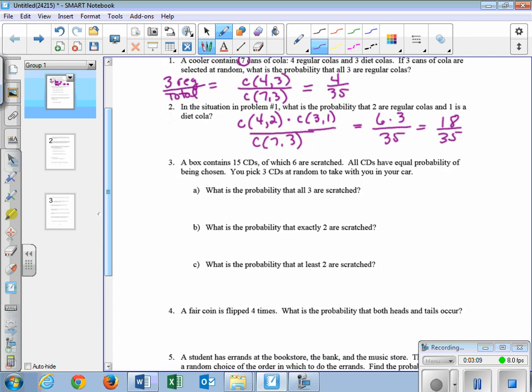Number 3, a box contains 15 CDs, of which 6 are scratched. All CDs have equal probability of being chosen. You pick 3 CDs at random to take with you to the car. What's the probability that all 3 are scratched? Well, first of all, how many total CDs do I have? Let's figure out our total sample space. Well, that would be in the denominator. I have 15 CDs and I'm going to pick 3. Order does not matter. Combination 15 choose 3.